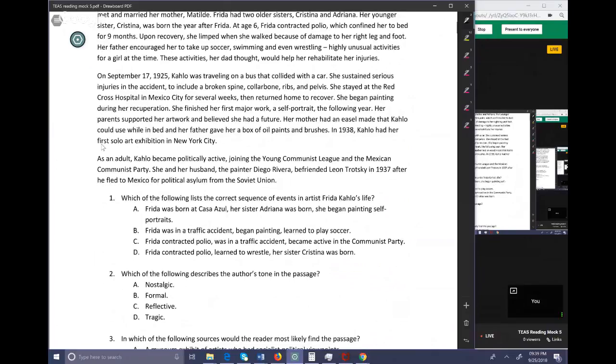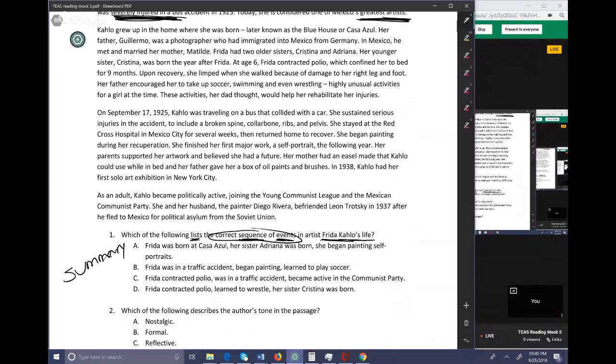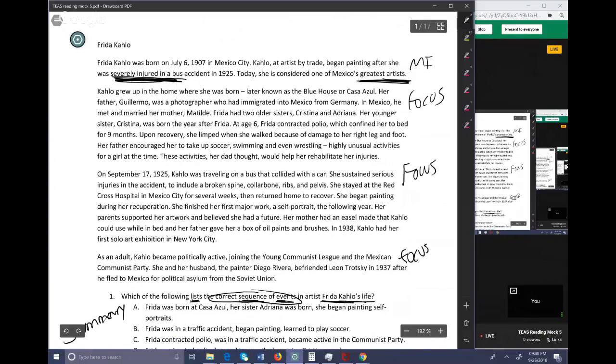So the first question was, which of the following lists the correct sequence of events in Frida's life? Anytime you see what's the correct sequence, this is summary. And something I've pointed out recently in some of the review classes and in some of the mocks is if you're asked for a summary, keep in mind that that's pretty similar to being asked what your outline looks like. So if you wrote your main idea and then you wrote your focus and your focus and your focus, I don't do those all in the mocks on every one of the passages because it would make my mocks really long.